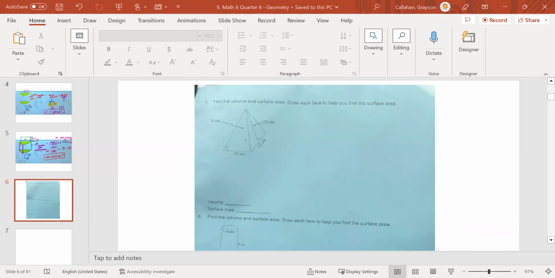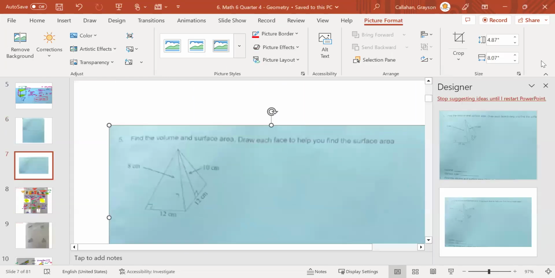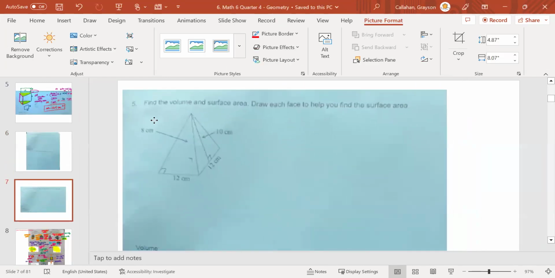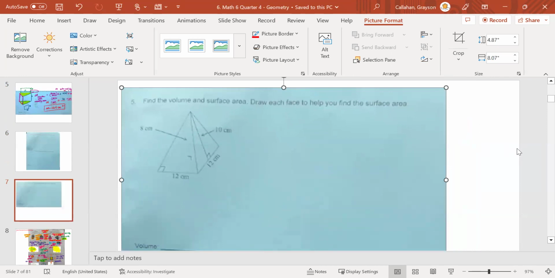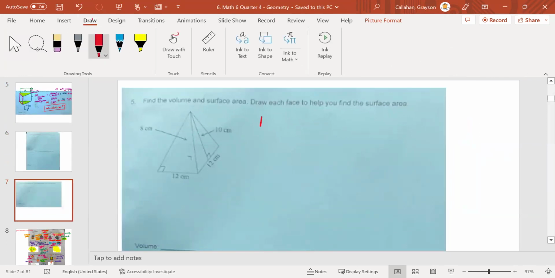Okay, so what shape is this first off? It's not a triangular pyramid because the base is what? The base is a square and the top is pointy. So what does that mean? It's just a pyramid. A pyramid has a square base, Grayson.